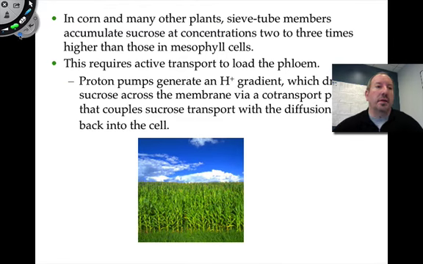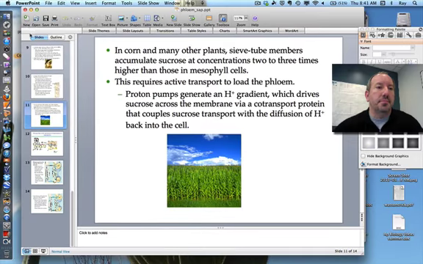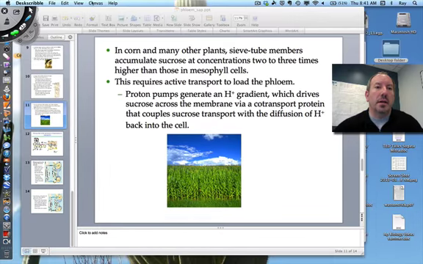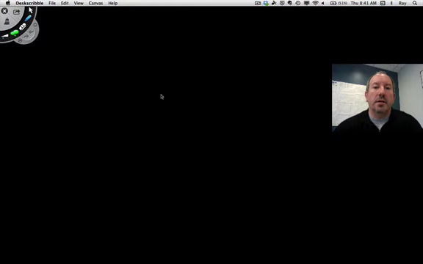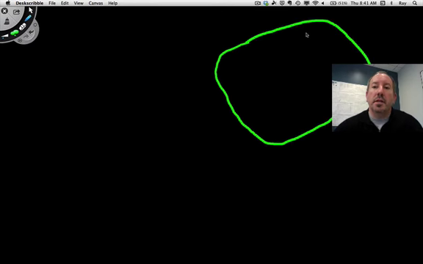And so, if you don't mind, I'm going to come over here and call up this screen right here and sort of illustrate this. And so here is a mesophyll cell. This is a cell in the leaf that's producing sugar in the chloroplast. So I'm going to go here, sugar.